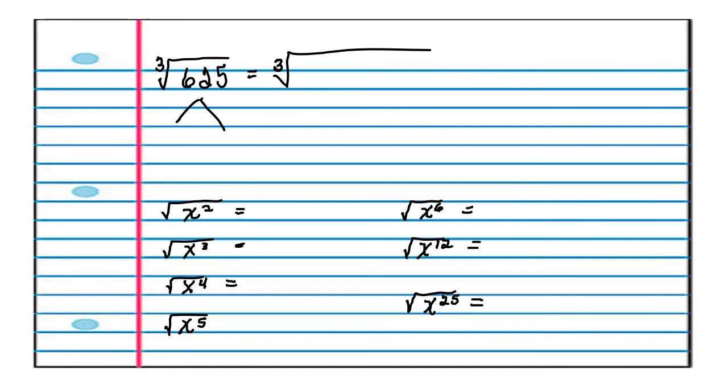Your perfect cubes, for instance: 1 cubed is 1, 2 cubed is 8, 3 cubed is 27, 4 cubed is 64, and 5 cubed is 125. I suggest that you know all of those also. It'll save you a lot of time. And obviously the cube root of all those is just working backwards.